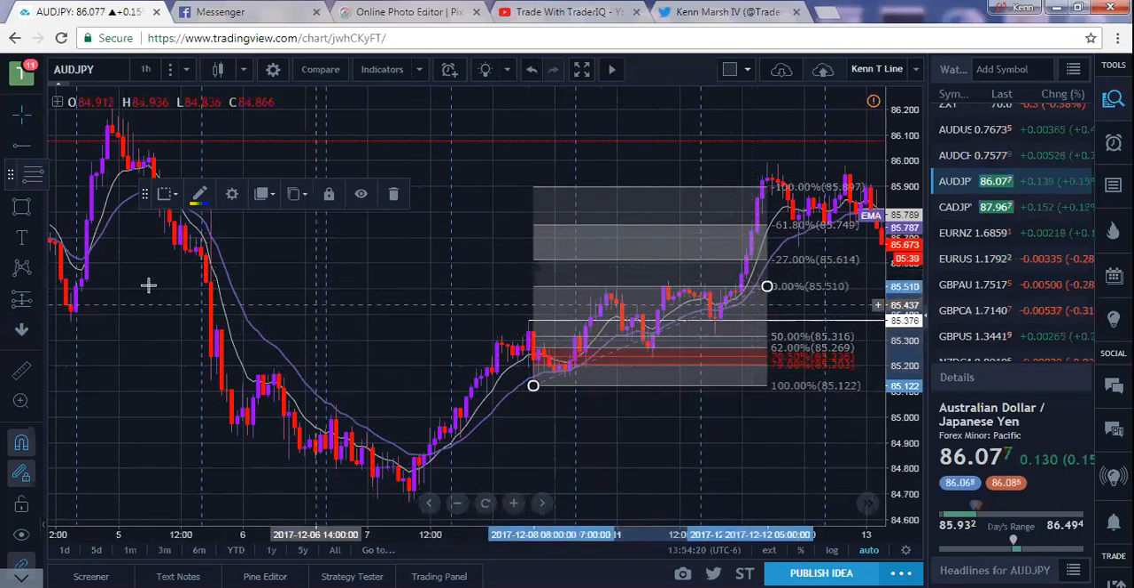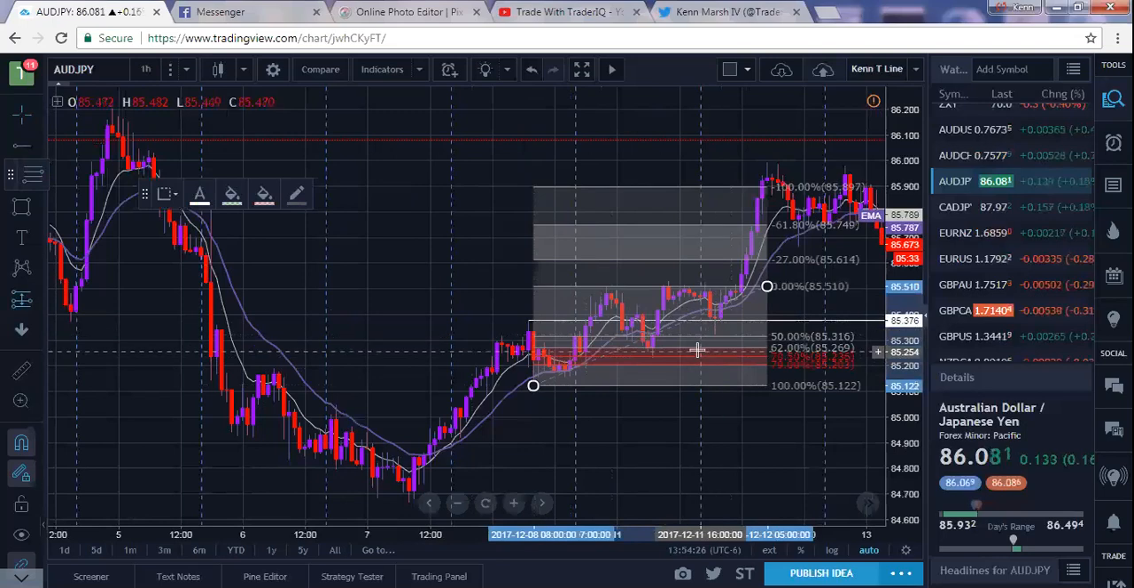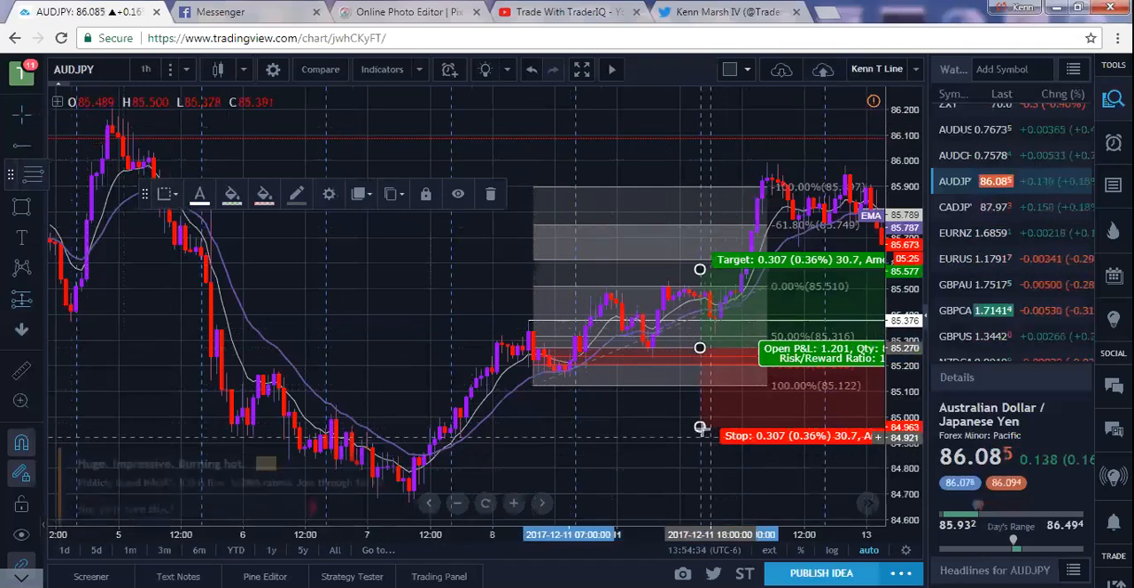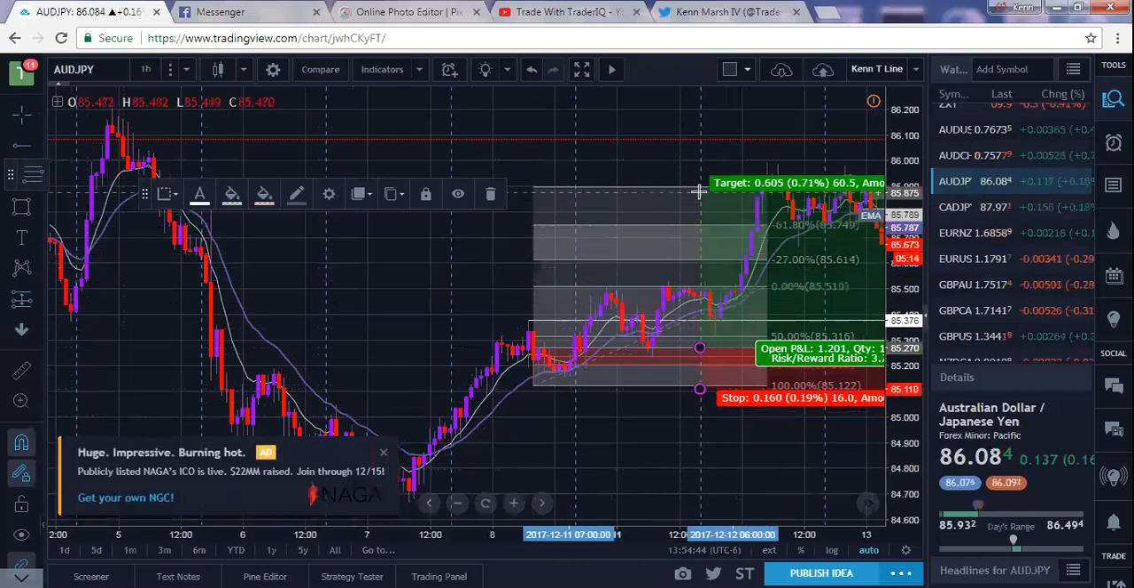Now, we're going to show you the risk reward here. We're going to take this little tool. We're going to place the entry here. We're going to put the stop just below here. So we're going to go 16 pips. And then we're going to move this, and your target's going to be here.